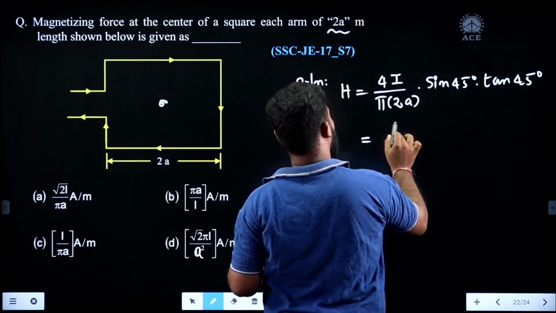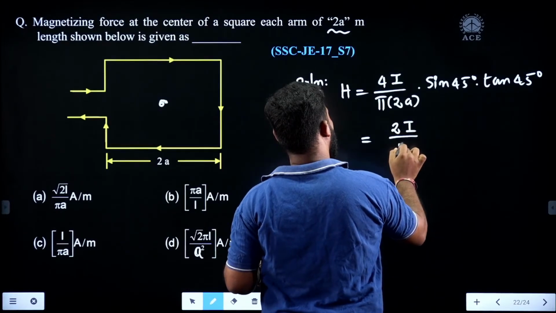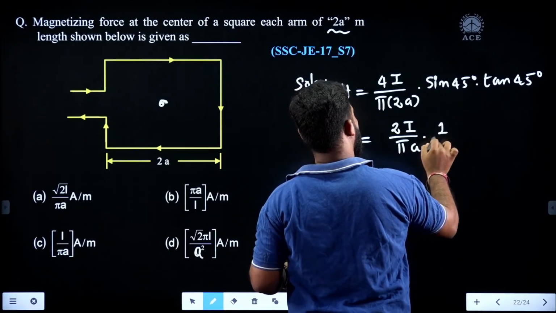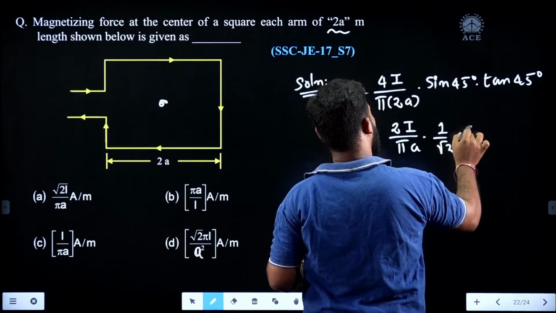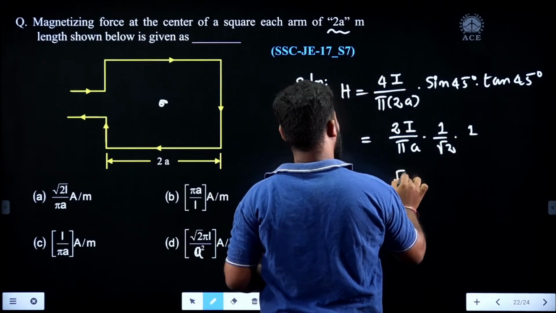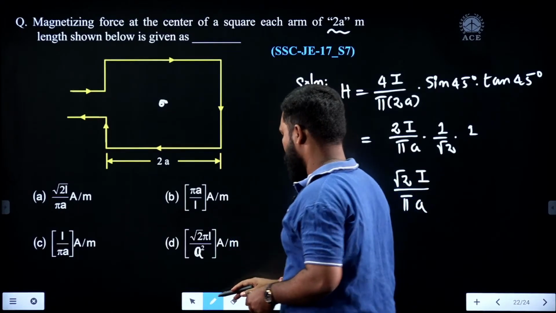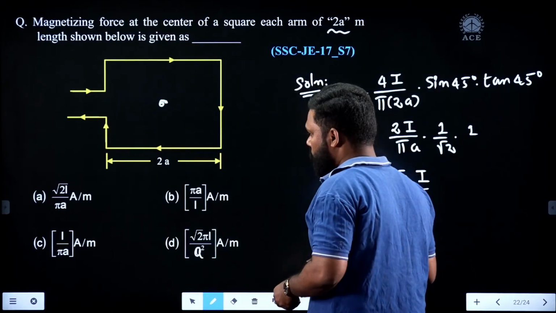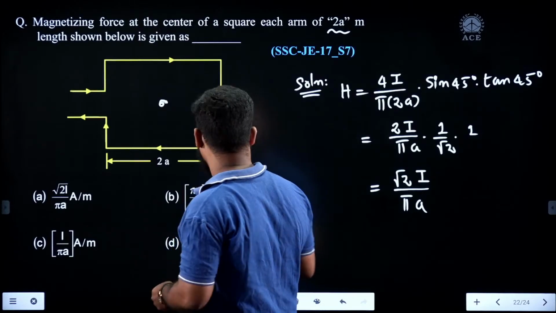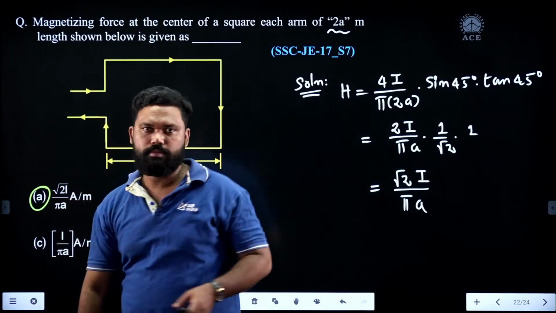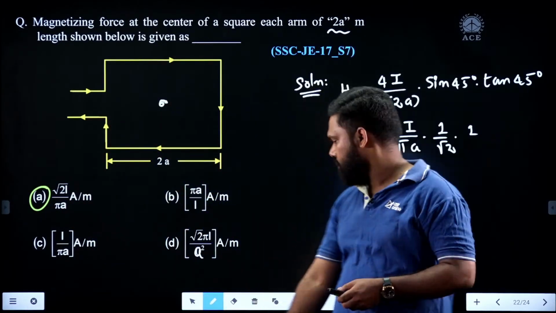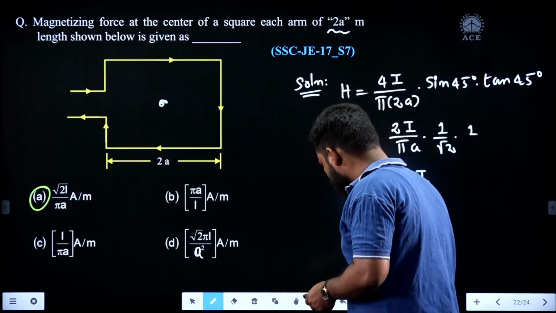Yes. So here it is 4I by pi into 2a, and this one is 1 by root 2 into 1. So which is root 2 I by pi into a. Option A is the answer. Clear, friends? Okay. Let us have one more question.